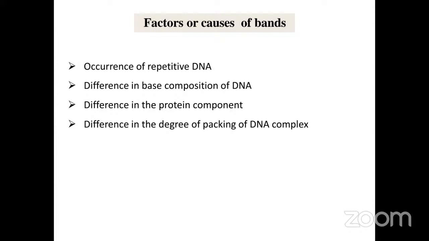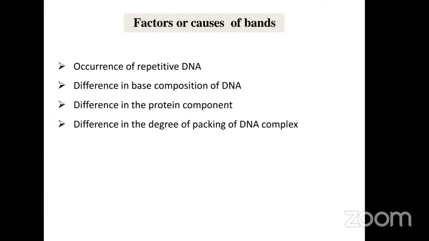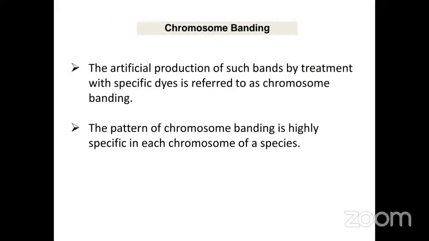Difference in the protein component that can be found from this banding technique, and difference in the degree of packing of DNA complex. Okay, so this can be studied by using various banding techniques. So what is chromosome banding? The artificial production of such bands by treatment with specific dyes like quinacrine mustard is referred to as chromosome banding.